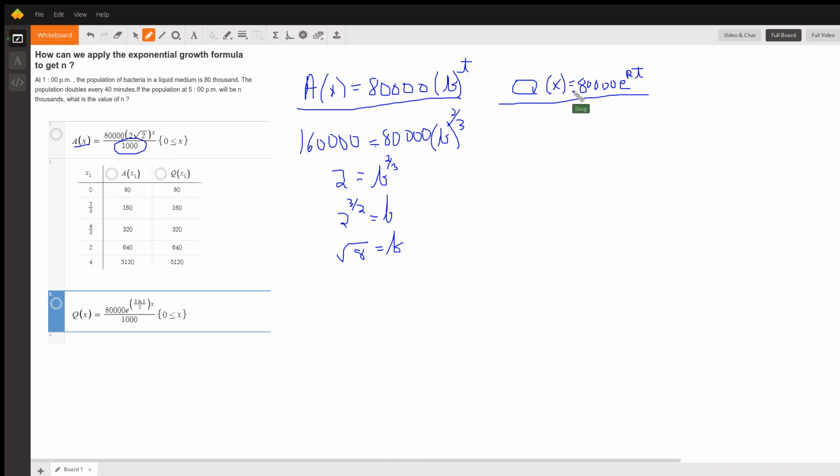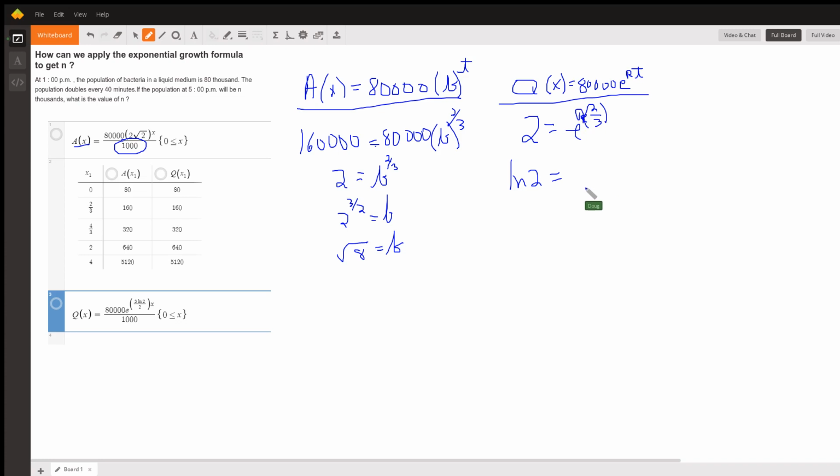Now, if I start with this form of exponential growth, it's the same idea. If I set 160,000 equal to 80,000 e to the rt, I want to find this r. So this will be a 2 when I divide both sides by 80,000, e to the rt. Now, I will take the natural log of both sides. Whoops, forgot to put the value of t in there. 2/3 of an hour. So I'll put parentheses around that.